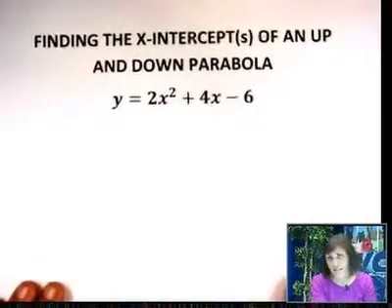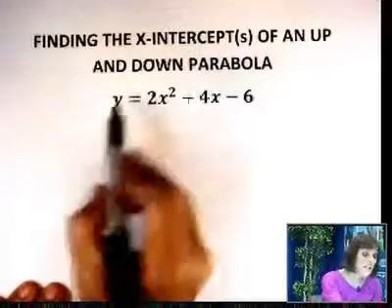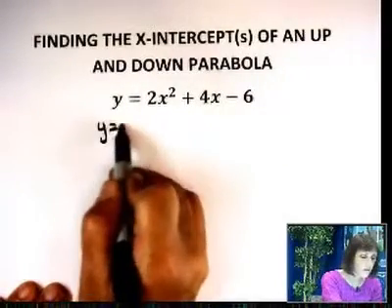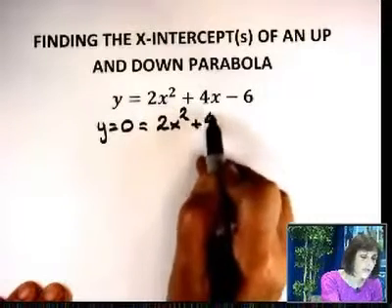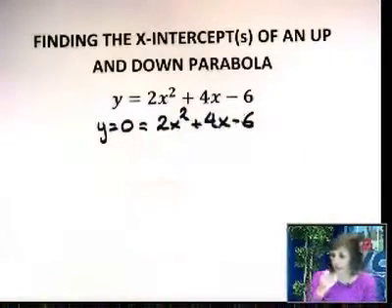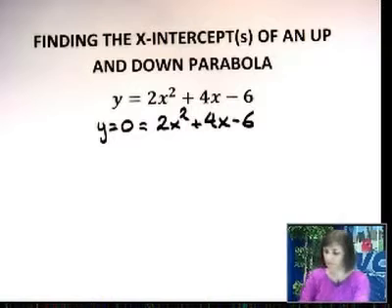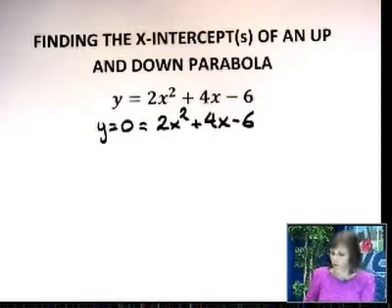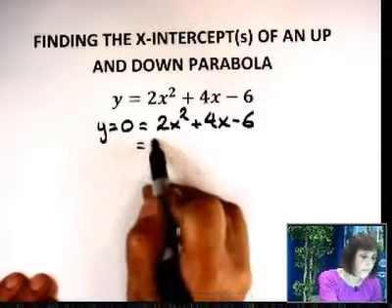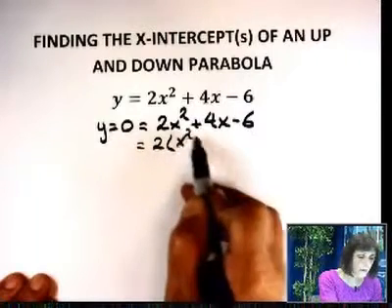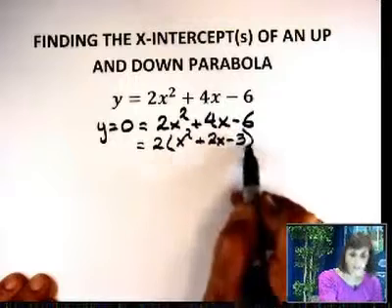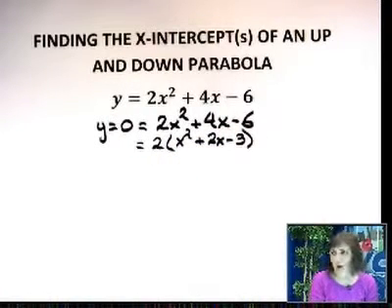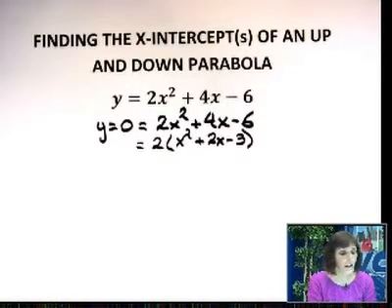How about x-intercepts? X-intercept means y is 0. Put it in there: 0 equals 2x squared plus 4x minus 6. Now, I'm going to factor the 2 out. x squared plus 2x minus 3. All right. Well, this one, I can use the quadratic formula, but guess what?